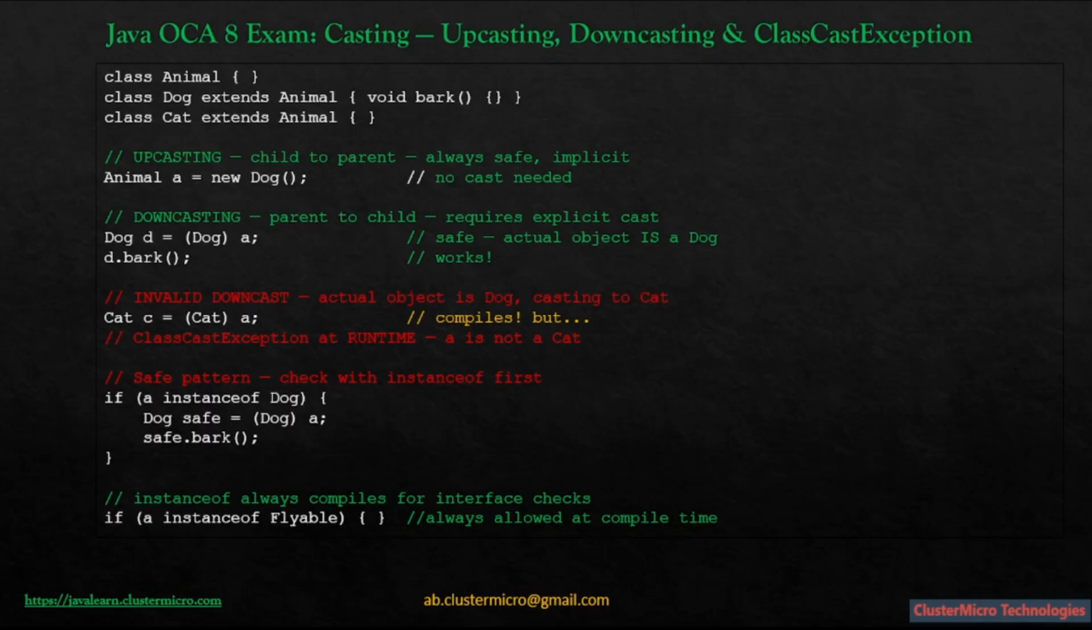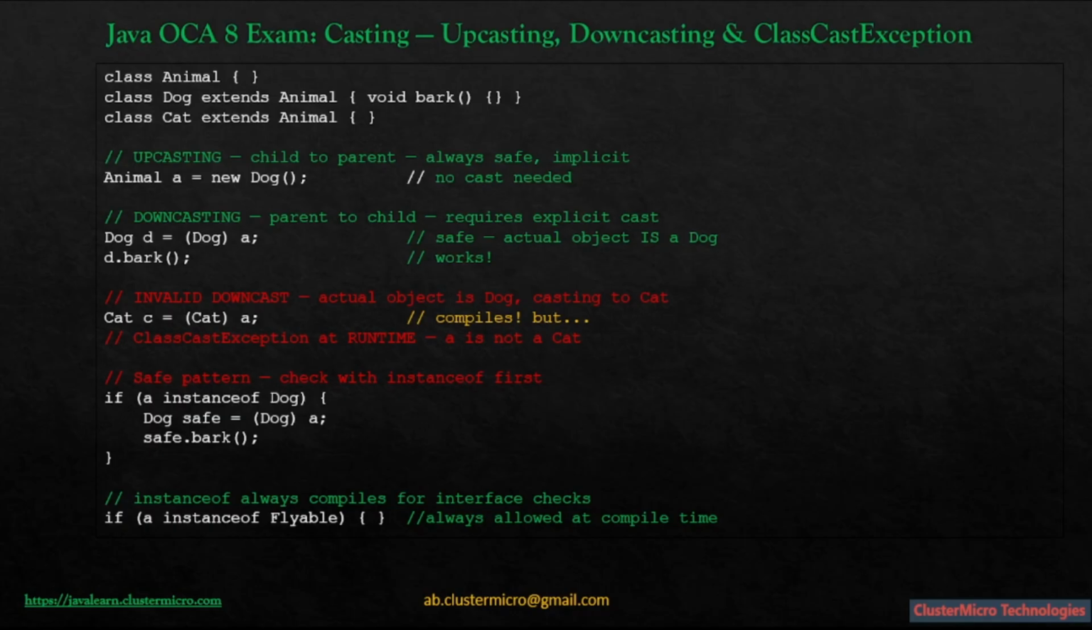Downcasting moves in the opposite direction, from a parent type to a specific child type. This requires an explicit cast because the compiler cannot be certain that the object actually belongs to the target subclass. The compiler allows the cast but does not verify it fully. If the object at runtime is not compatible with the target type, Java will throw a ClassCastException. For example, if a reference a actually refers to a Dog object, casting it to Cat will compile successfully, but it will fail at runtime because Dog is not a Cat.